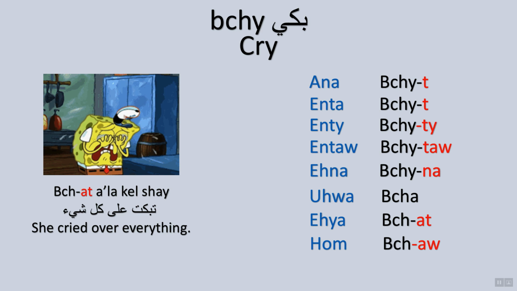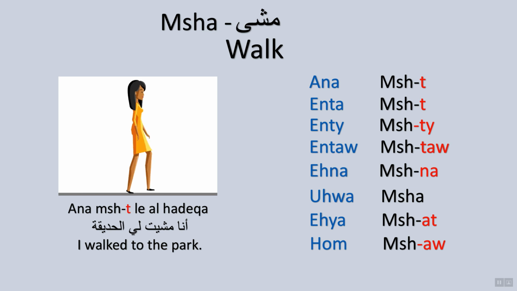So after somebody tricks you, you're probably gonna want to cry. How do you say that? أنا بكيت. أنت بكيت. أنتي بكيتي. أنتوا بكيتوا. إحنا بكينا. هو بكى. هي بكت. هم بكوا. Just be careful on how you pronounce this one. And so the example is هي بكت على كل شيء. She cried for everything. Just be careful on the pronunciation on that one.